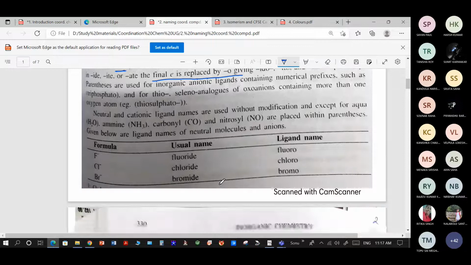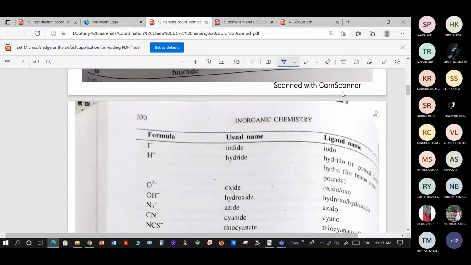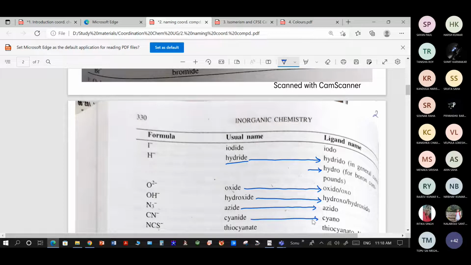Now the other ligands. These are the simple ligands you see. So the usual name is fluoride. You can write down fluoro or sometimes fluorido. In case of hydride, it can be said hydrido or hydro. In case of the oxide, it can be said oxido or oxo. In case of hydroxide, it can be said hydroxo or hydroxido. Okay, azide, azido, cyano.